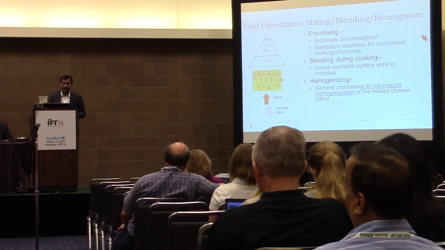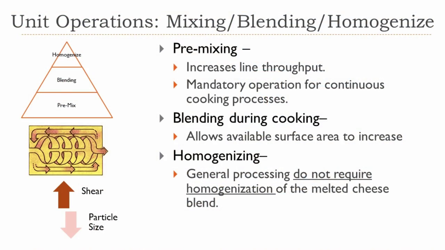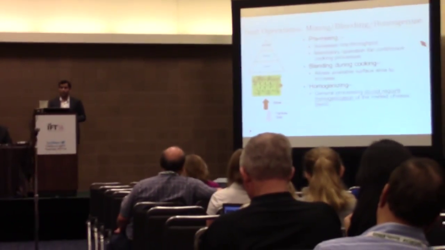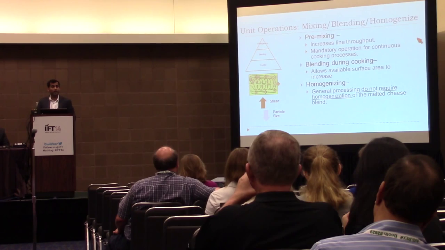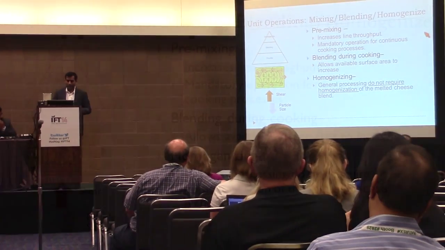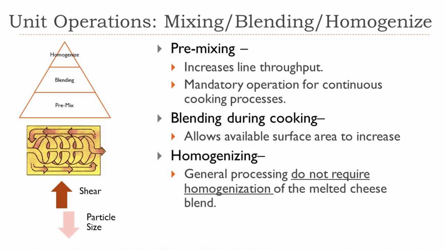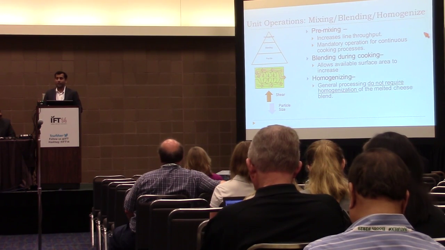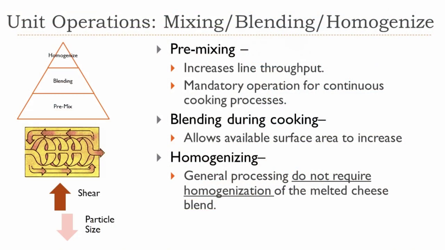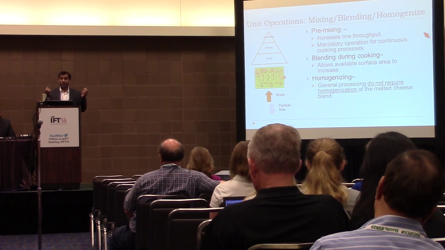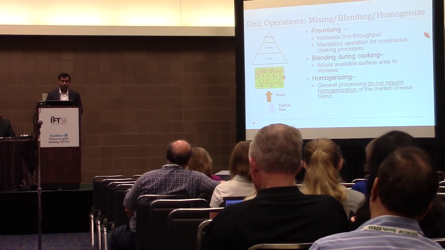So this is just a general overview of what changes during cooking or mixing. We'll start off with mixing, that's a basic unit operation. Sometimes processors would like to pre-mix the product. The advantage is that they can increase their line throughput. It's before the cooking operation, to be noted. And it's mandatory for continuous cooking processes because you will have to prepare a pre-mix before you can introduce it into your continuous equipment. Blending during cooking is more about making the chemical interaction between the oil, fat, and protein. The surface area increases, so the interaction goes up, and homogenizing is usually not required in general processing.